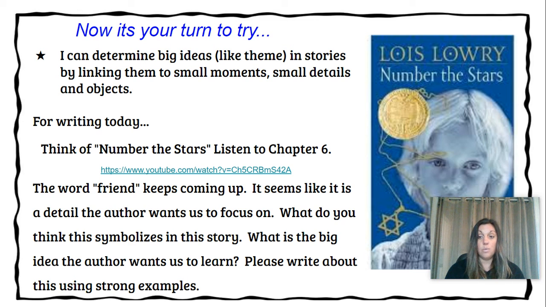I also want you, for writing time today, to answer this. The word friend keeps coming up in Number the Stars. It seems like it is a detail the author wants us to focus on. What do you think this symbolizes in the story? What is the big idea the author wants us to learn? Please write about it using strong examples.